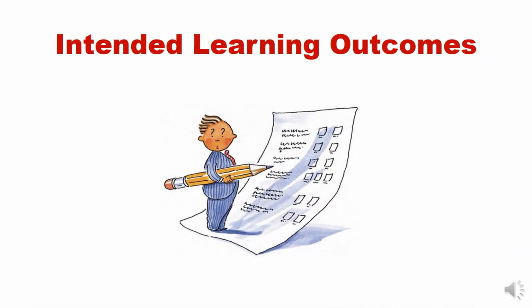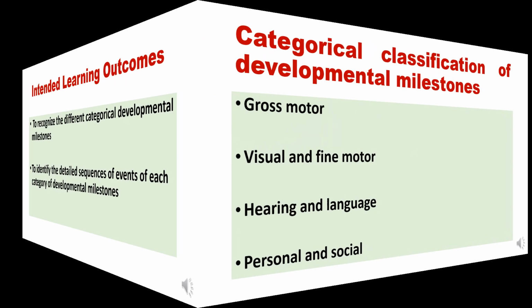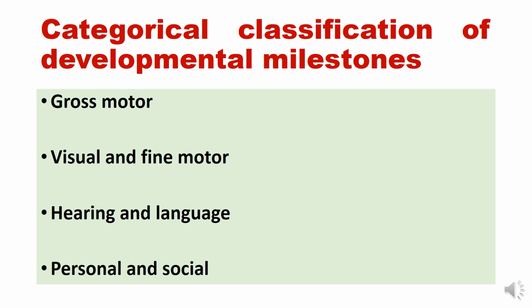The intended learning outcomes of this part of the lecture include to let you be able to recognize the different categorical developmental milestones and to identify the detailed sequences of events of each category of developmental milestones. The different categories of developmental milestones include gross motor, visual and fine motor, hearing and language, and lastly, but by no means least, personal and social milestones.